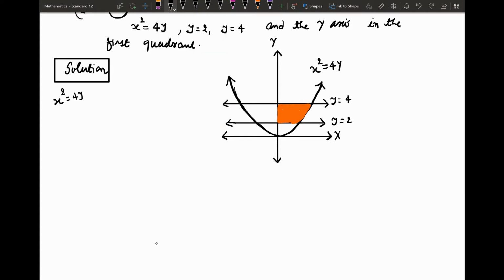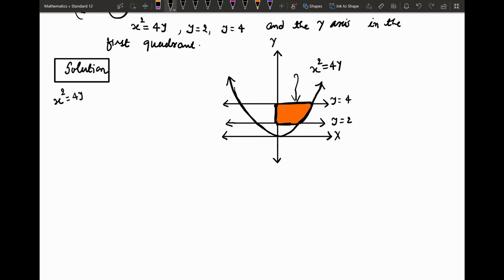So this is the y axis, this is y equal to 2, this is the parabola, and this is the line y equal to 4. So we have to get the area of this portion.